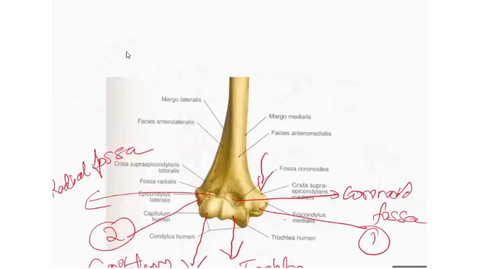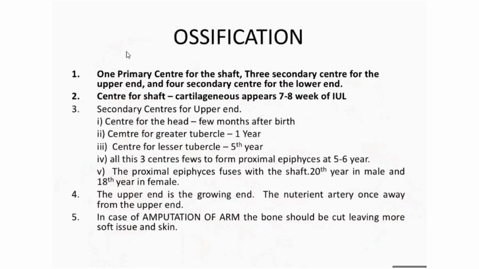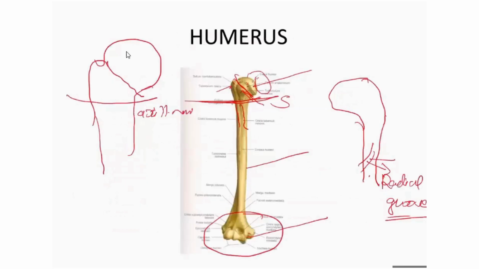So it ossifies from, there are so many centers. I think you can skip this. Just remember the center for the shaft alone, it is at the 7th to 8th week. Again, for each bone, as we discussed, what foramen will be present for its blood supply, how the bone is nourished, the nutrient artery. So it contains a nutrient artery.